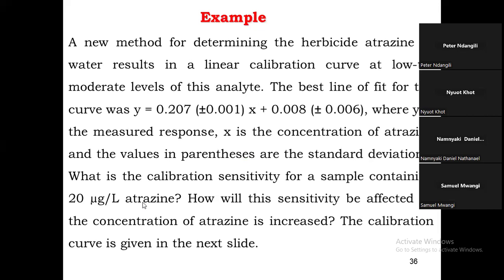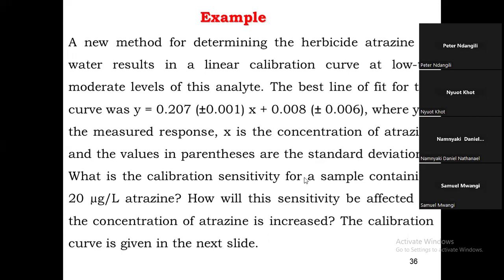The same question is here, and the information is here, but the question is different. You are told that a new method for determining the herbicide atrazine in water results in a linear calibration at low to moderate levels of the analyte. The best line of fit for the curve was this. We have seen this equation in the previous one, where y is the measured response and x is the concentration of atrazine, and the values in brackets are the standard deviations.